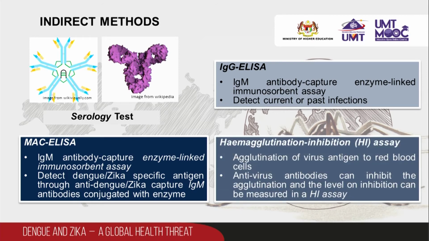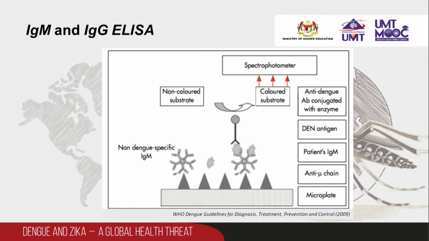Hemagglutination inhibition assay is an indirect approach used to detect the presence of certain types of dengue or Zika in patient serum. It can be used to detect the presence of antibodies specific to viruses in a patient even months or years after infection. IgM antibody capture ELISA and IgG ELISA are most commonly employed in diagnostic laboratories and commercially available diagnostic kits.